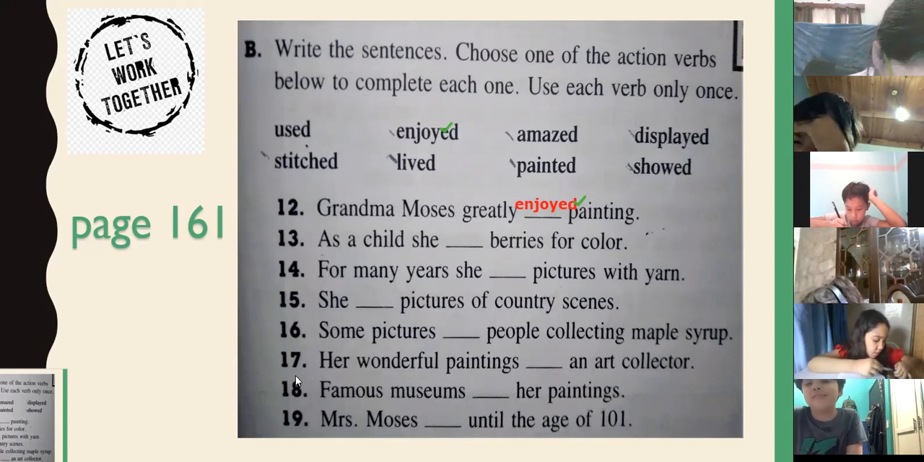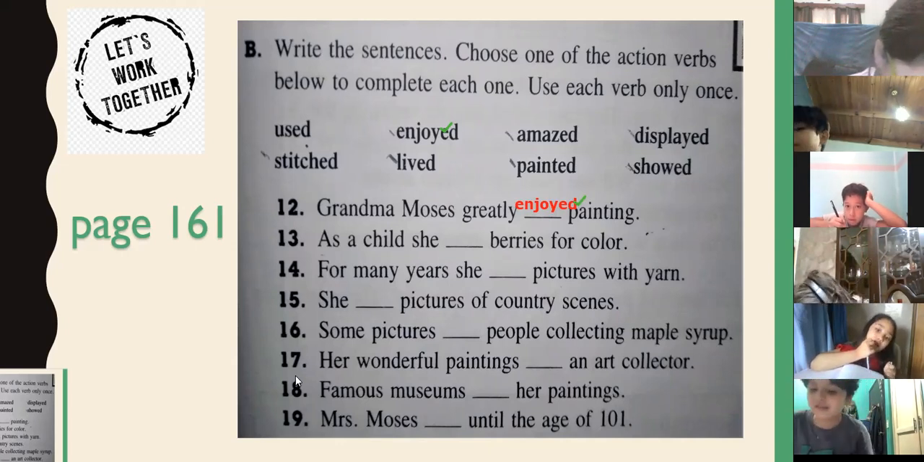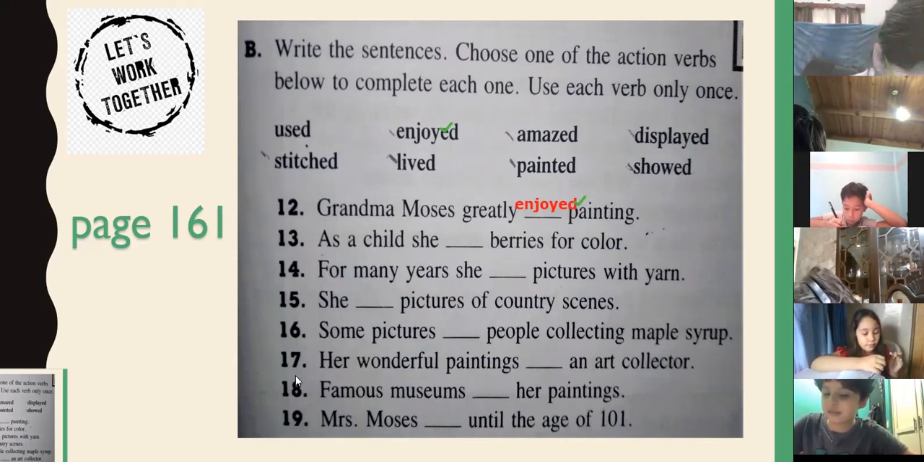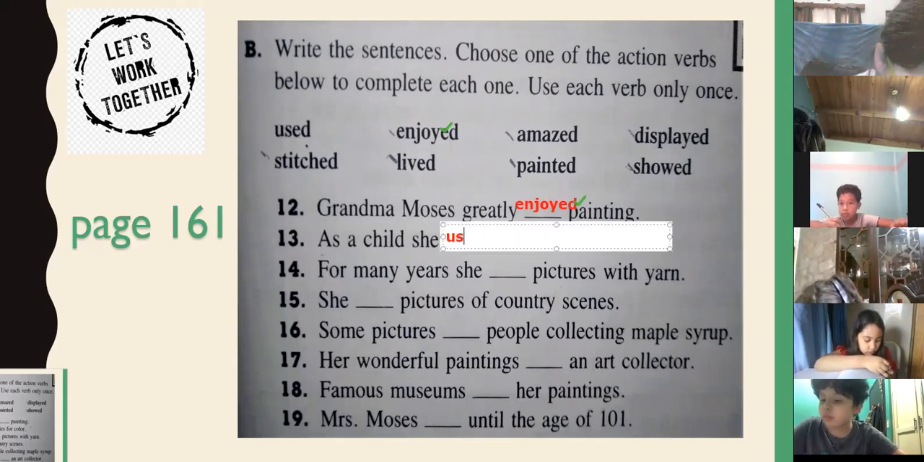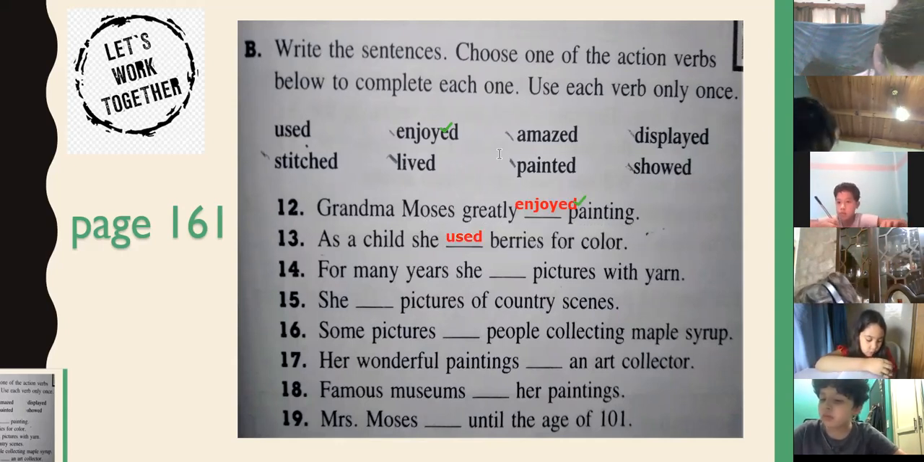Continue, miss. Yes, read number two, Khaled. She dyes for color. Mm-hmm. She uses berries. She uses berries, that's right. So used is going to be number two. Excellent. Used. She used berries. Great. That's the answer, Khaled.